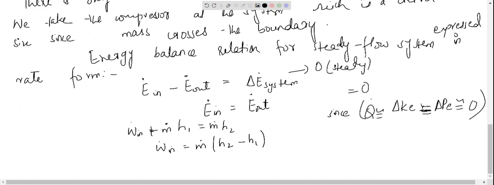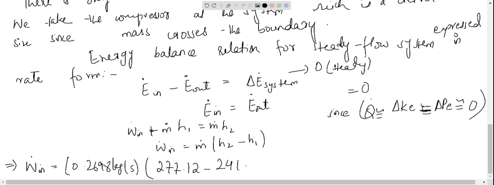So now substituting the values for the minimum power supplied to the compressor, this is the minimum power input. Putting the values, 0.2698 kg per second times 277.12 minus 241.14, and the unit is kilojoule per kg. By solving this, it equals 9.71 kilowatt. So this is the minimum power input to the compressor, which is our required answer.